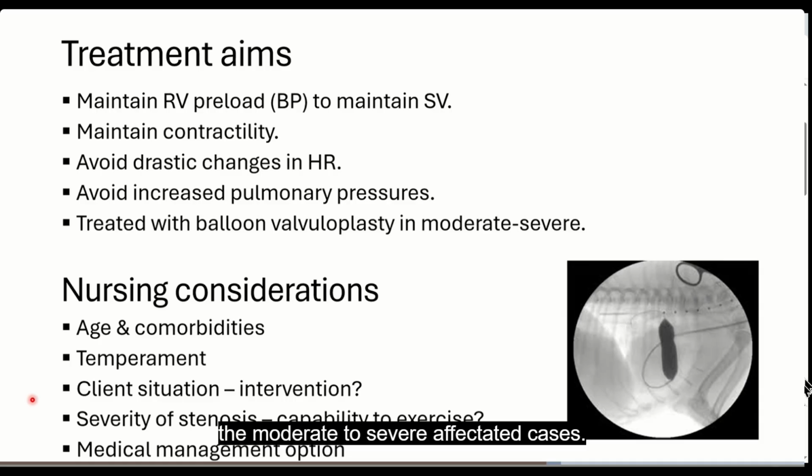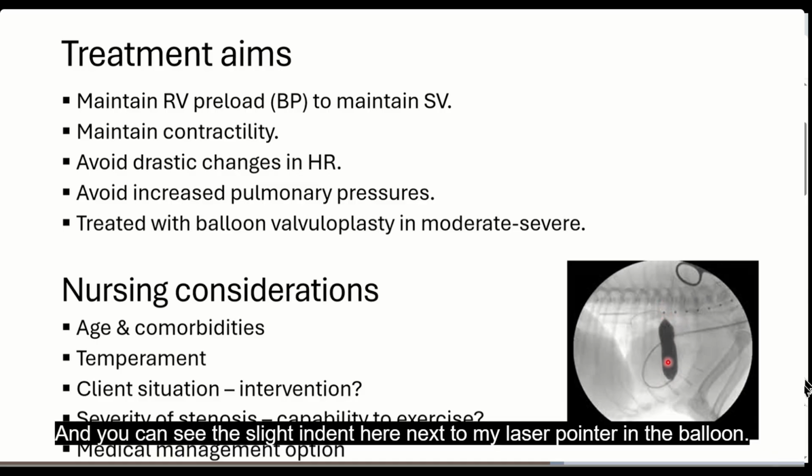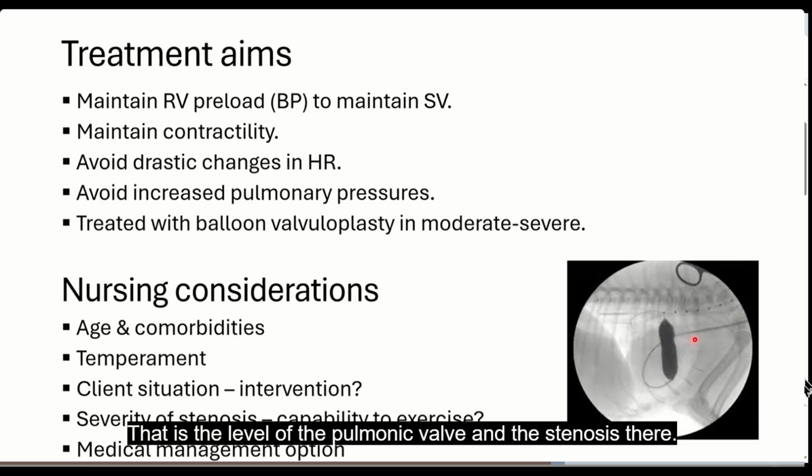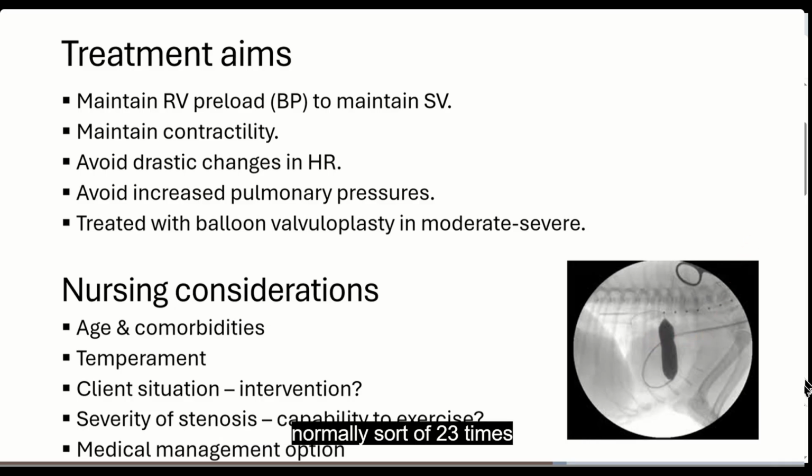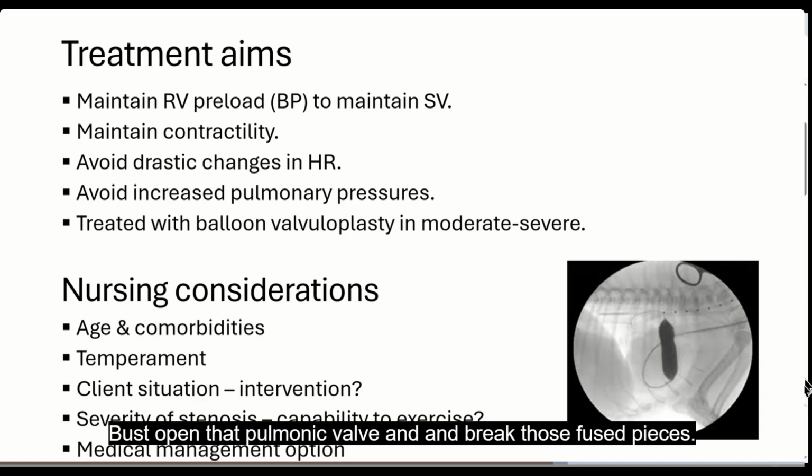So what we do is, if you look down to my picture on the slide there, we pass a catheter down through the right side of the heart, which is a balloon catheter, and then we inflate the balloon once it's across the valve. And you can see the slight indent here next to my laser pointer in the balloon. That is the level of the pulmonic valve and the stenosis there. And we inflate that balloon within the heart, normally 2-3 times, to actually bust open that pulmonic valve and break those fused pieces.